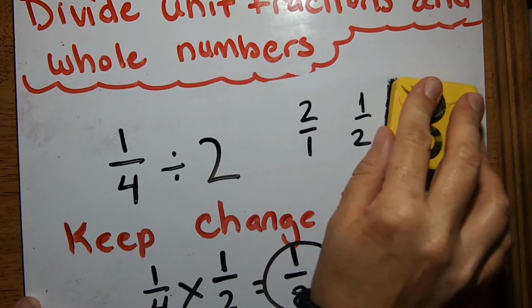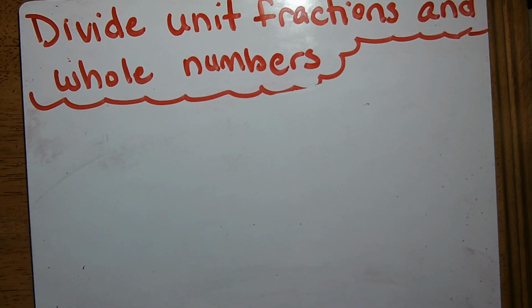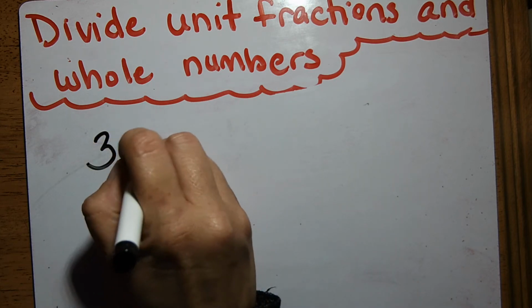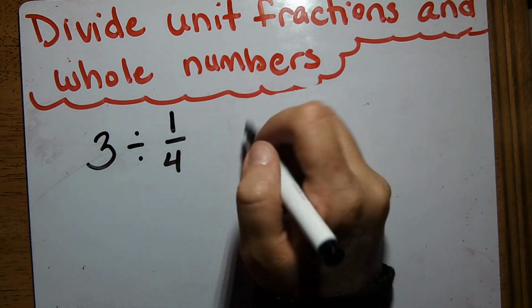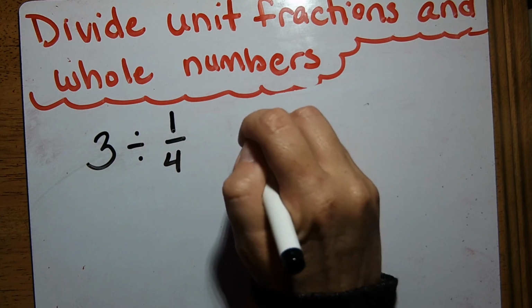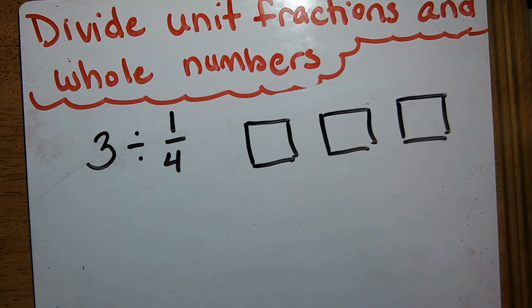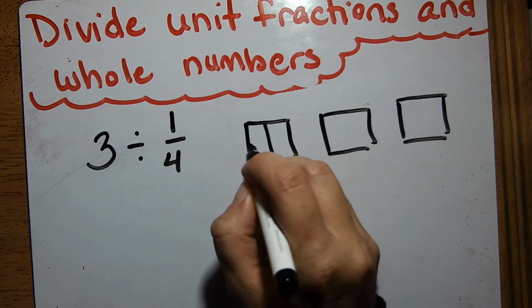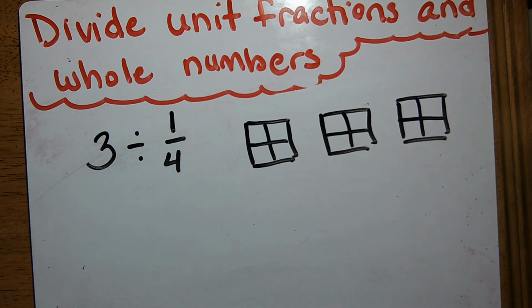So what happens if I have a whole number divided into a fraction? So say I have a 3 first divided into 1/4. Again, I'm going to show you the model. So I have 3 wholes. Now I'm going to divide them into 4 pieces each to make 1/4. And I'm going to divide it into sections that are 1/4 of a whole.